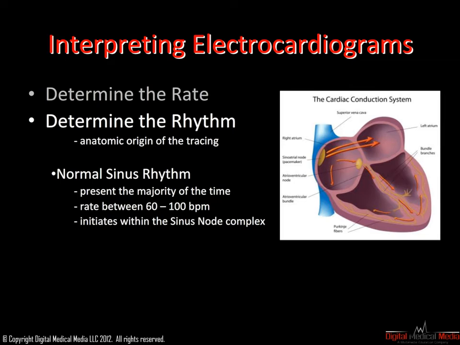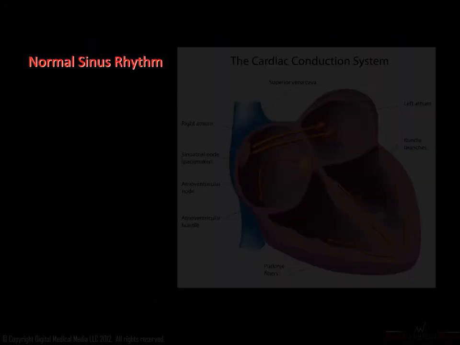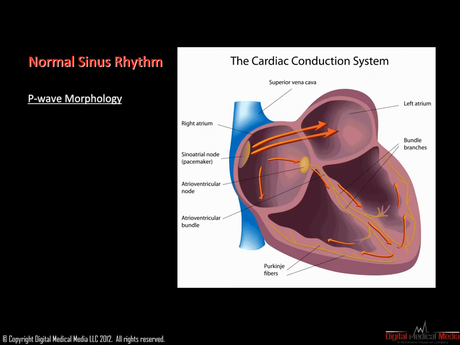If the rhythm is slower than 60 beats per minute, then the interpretation is sinus bradycardia. If it is faster than 100 beats per minute, then it is sinus tachycardia, as long as the origin is from the sinus node complex. So how can we determine whether or not the rhythm is coming from the sinus node?